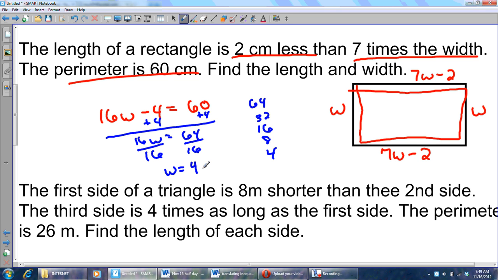So there's the width of 4 units of centimeters. Now the length is going to be 7 times 4 minus 2, which is 28 minus 2, which is 26 centimeters. So the width equals 4 centimeters, and the length equals 26 centimeters. And there we go.